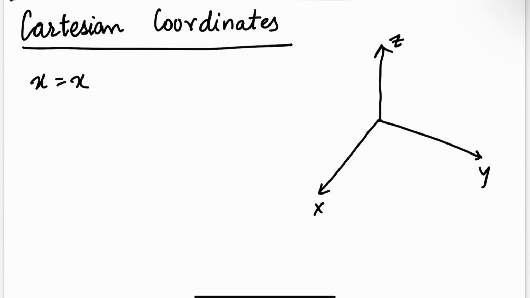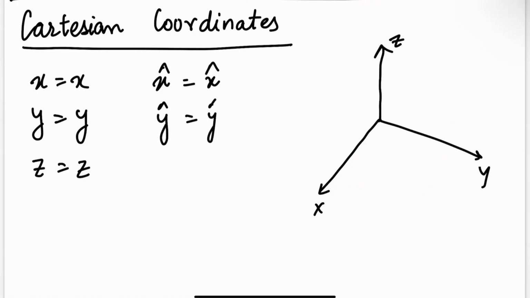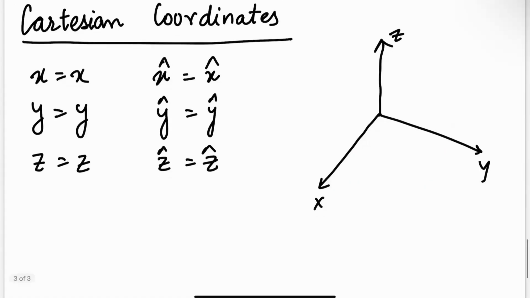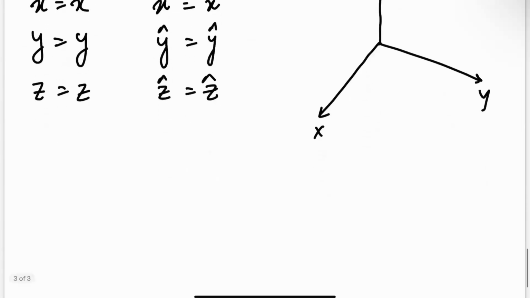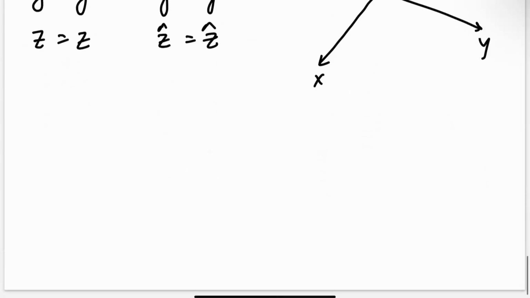Okay, so this is simple. X is nothing but x, y is nothing but y, z is nothing but z. Obviously, x hat is also x hat, y hat is y hat, and z hat is z hat. It's very trivial, right? The reason I'm writing it this way is because when we do other coordinate systems, you'll see that we need to develop some relations. Okay, so that's about Cartesian coordinates.